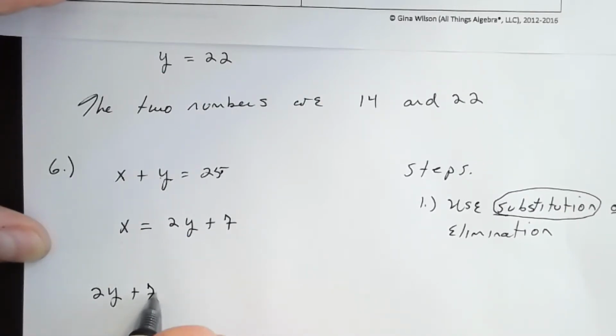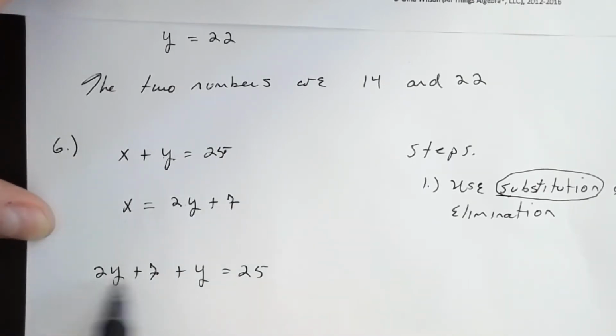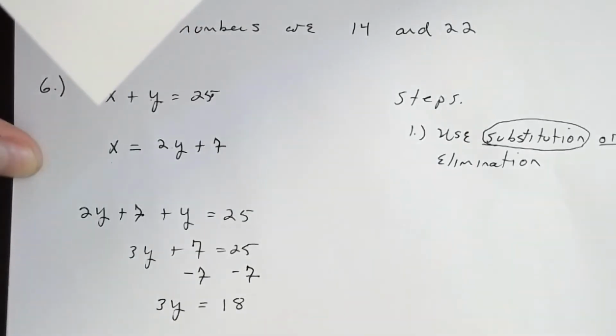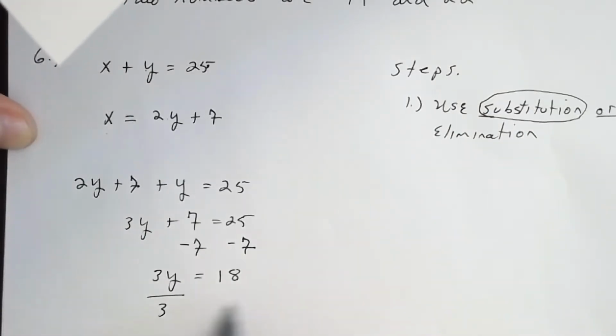So we're going to choose substitution, and we're going to substitute 2y plus 7 plus y is equal to 25. We're going to combine like terms. So 2y plus y is 3y plus 7 is equal to 25. Subtract 7 from both sides, and we have 3y is equal to 18. Divide by 3, divide by 3, y is equal to 6.